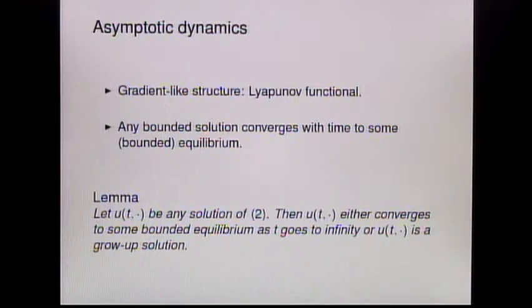So what we have is precisely this result here. If you consider any solution u of our equation, then the solution u will either converge to some bounded equilibrium, or it will be a grow-up solution. So given any solution of our problem, we only have these two options. It will converge to a bounded equilibrium if it is a bounded solution, or it will be a grow-up solution, which is an unbounded solution growing to infinity with time. So we already have the asymptotic behavior of a solution if this solution is bounded. So what we want to do is to describe the behavior of a solution that is unbounded with time.